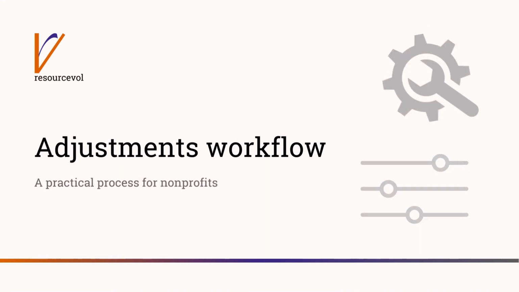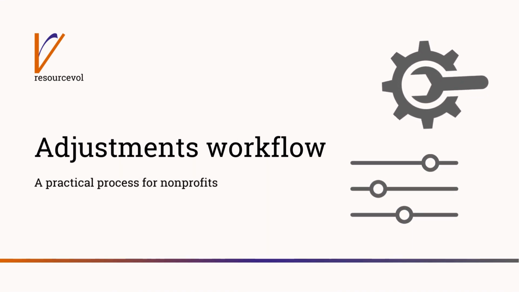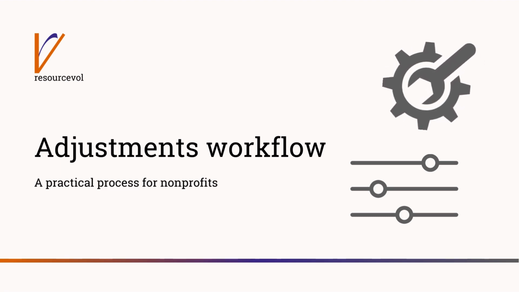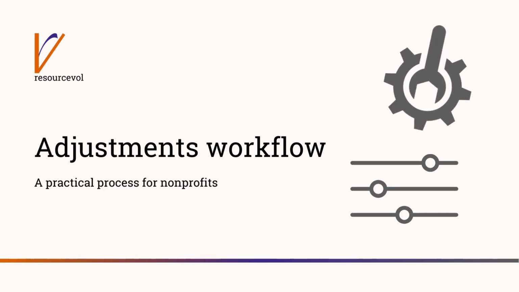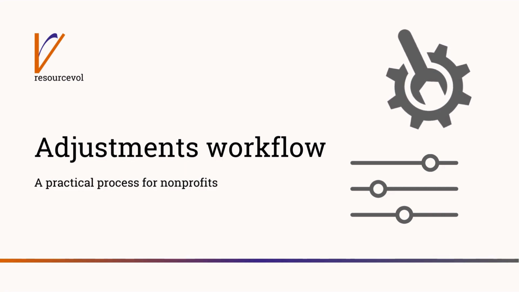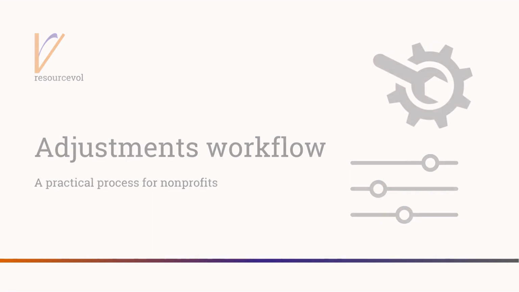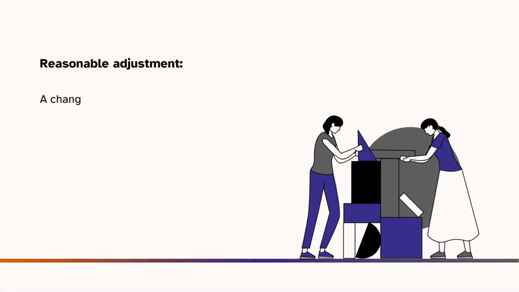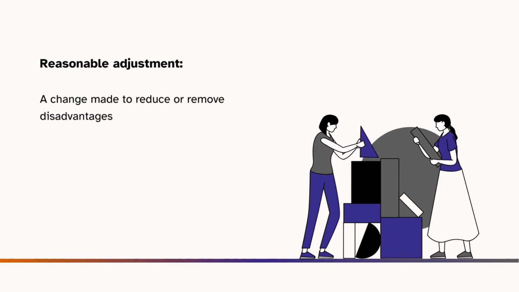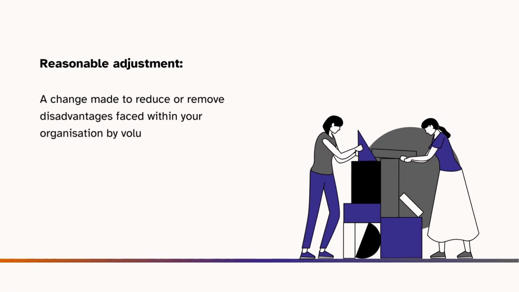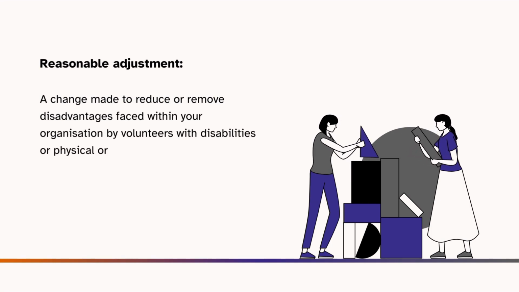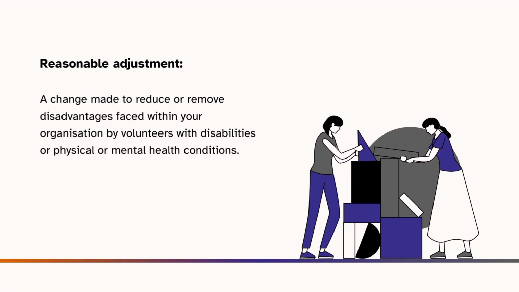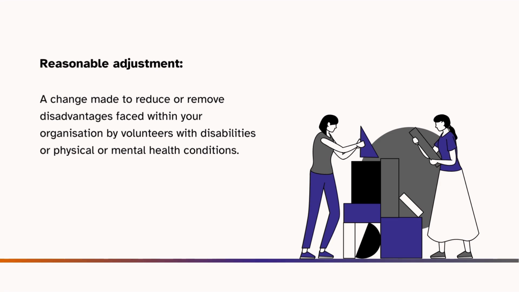The aim of this workflow is to give non-profit organisations a straightforward, consistent and practical process to follow in circumstances where reasonable adjustments may be needed to enable volunteering. A reasonable adjustment is a change made to reduce or remove disadvantages faced within your organisation by volunteers with disabilities, or with physical or mental health conditions, including injuries and ill health.